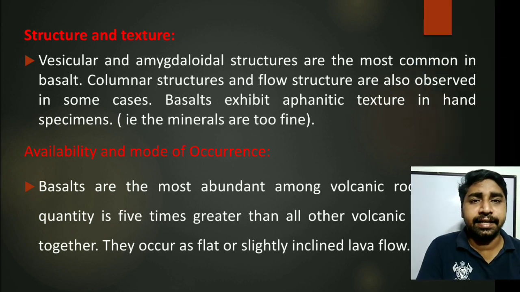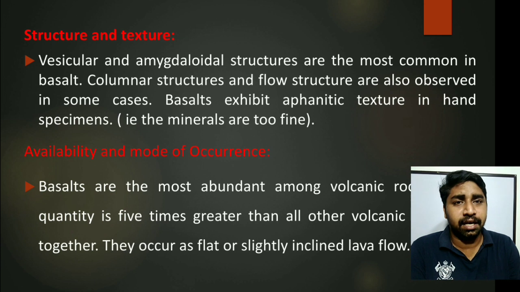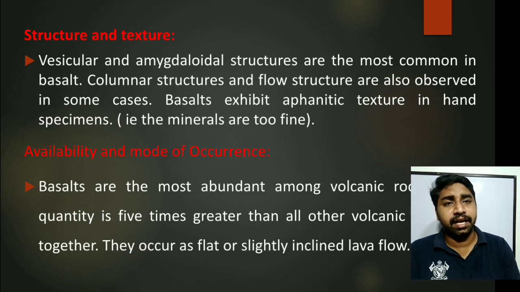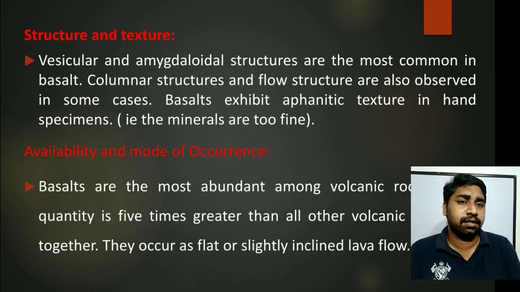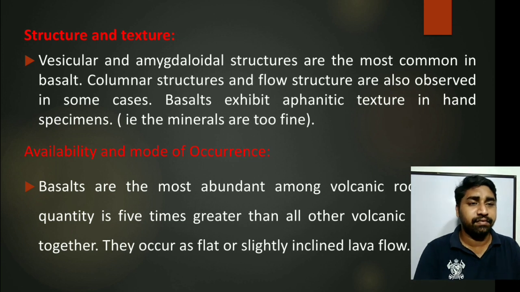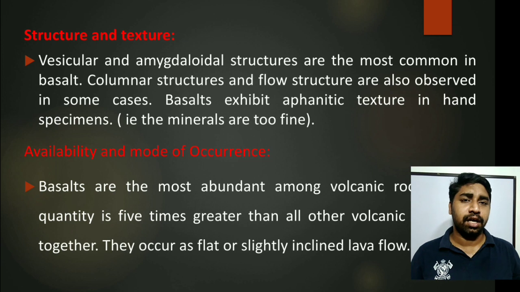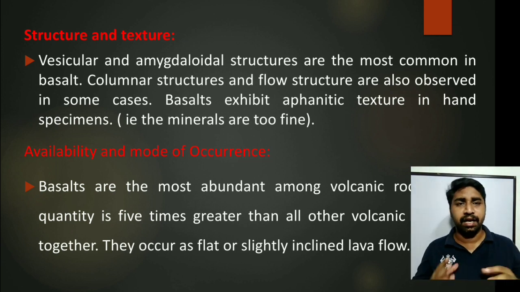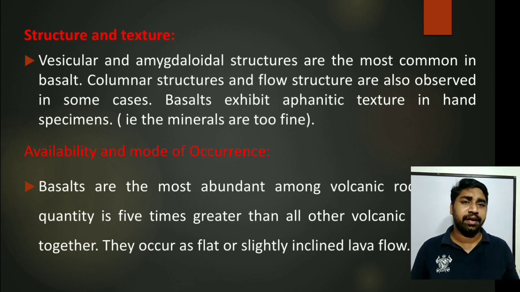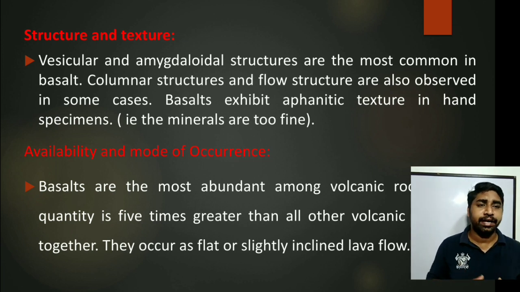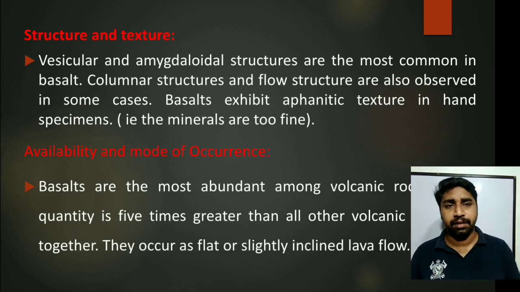The structure and texture of the basalt: it is a vesicular texture and amygdaloidal structure. Sometimes the vesicles may not be filled with any foreign material, then it is called a vesicular texture, and sometimes the vesicles may get filled up with some different material, then it is called an amygdaloidal structure. So these two varieties are more common in basalts.